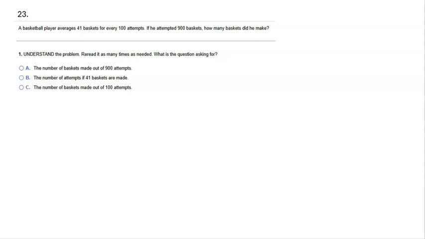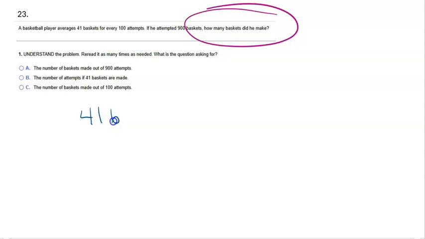Okay, let's see if we can set this up. So, better yet, let me read the directions. It says, understand the problem. Reread it as many times as needed. What is the question asking for? So how many baskets, that's really what it's asking for. How many baskets did he make? So if I set up the ratio to just talk about this, we have 41 baskets for every 100 attempts.